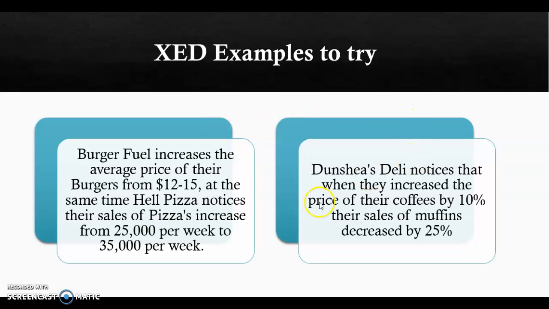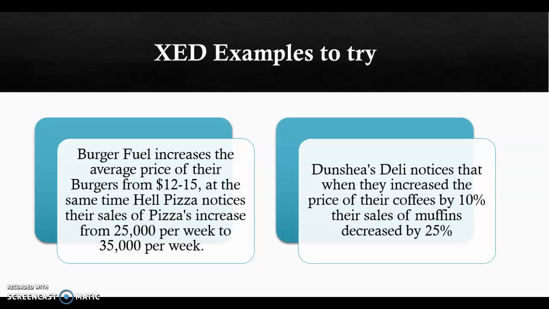And I did the Dunn Chase Deli because I know it's close to you guys, or at least close to school, so you might be familiar with it. So we've got 2 different examples here, and I'm just going to work it through with you and show you the working. At this point, you might want to pause the video and have a go yourself.